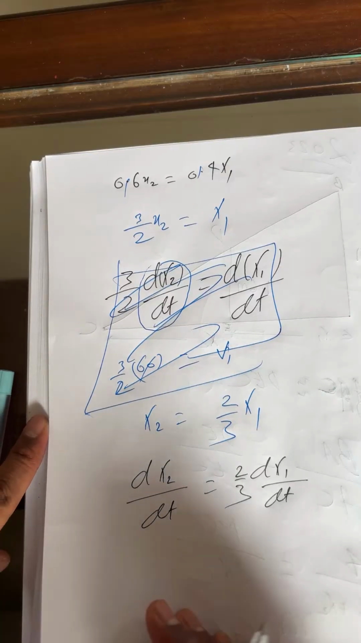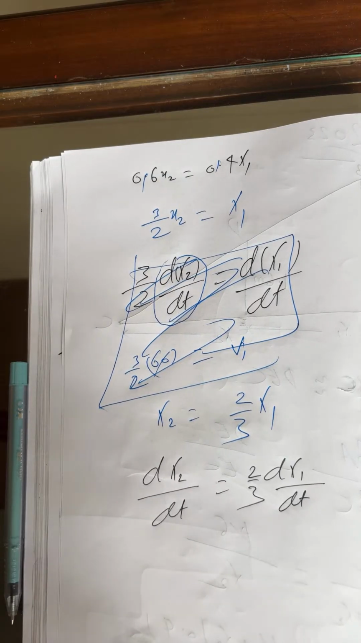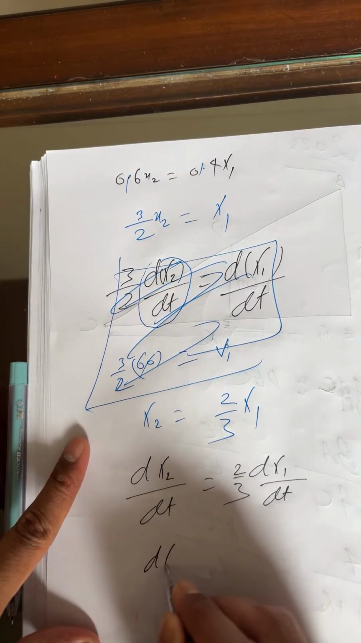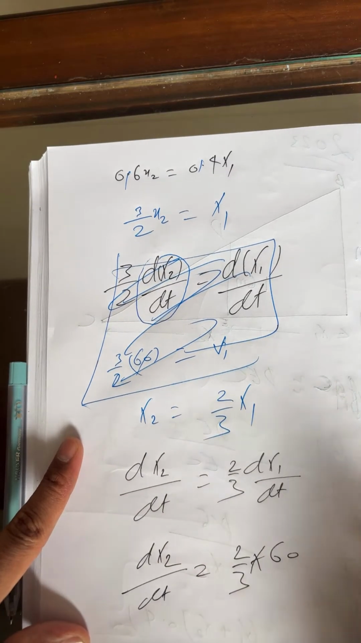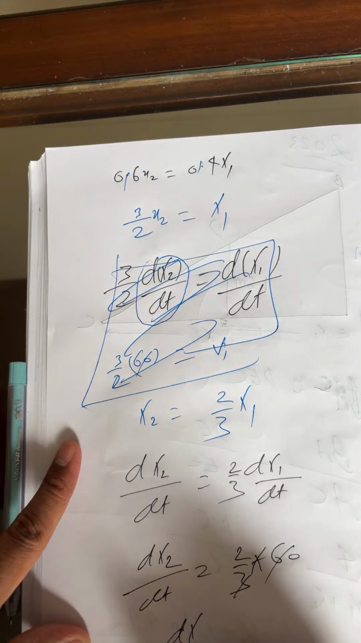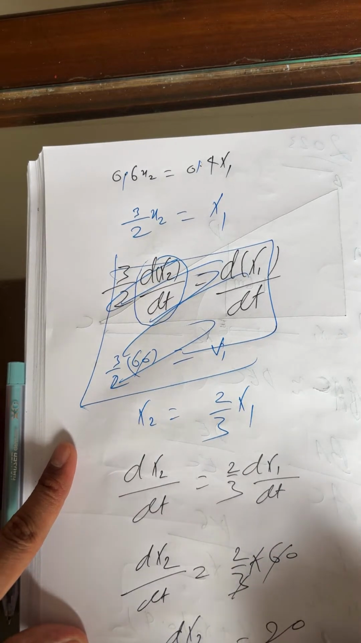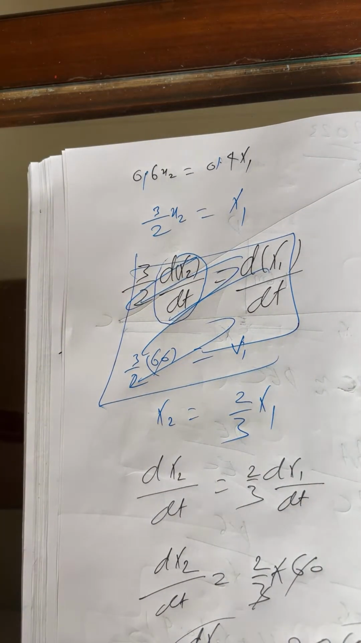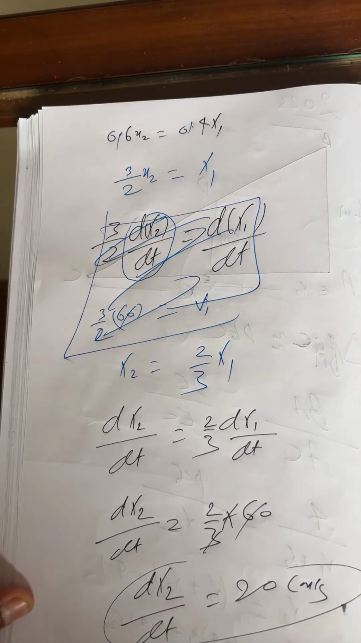Everything is fine now. Check your own calculation. So finally we'll get dx2 by dt is 2 by 3 into the person's speed, that is 60 centimeter per second. So this is 20. So dx2 by dt is equal to 20 centimeter per second. It's an advanced question, 2023.